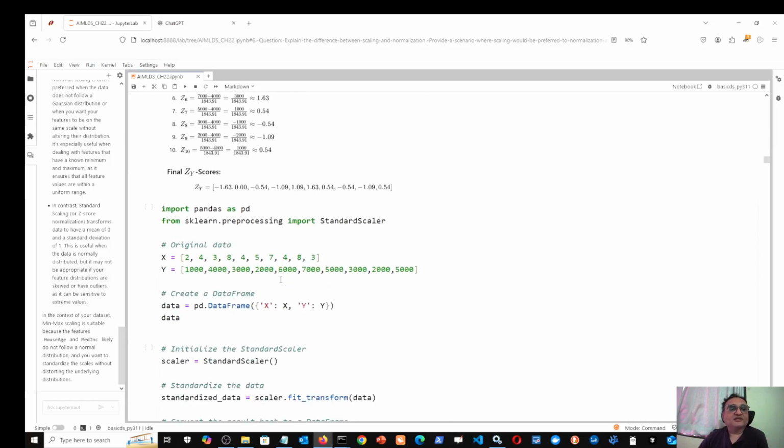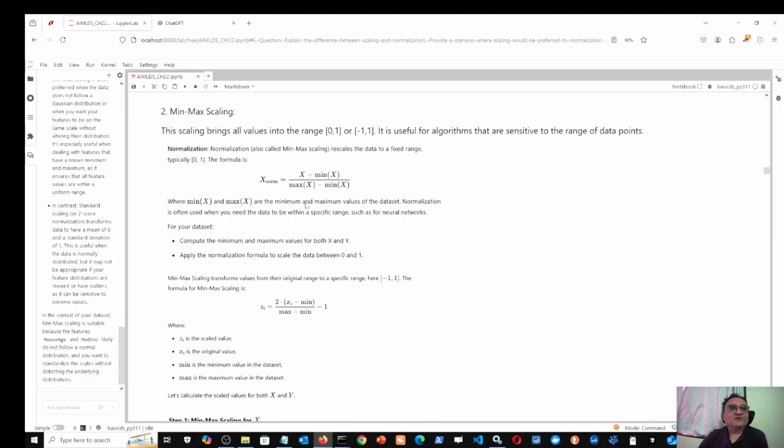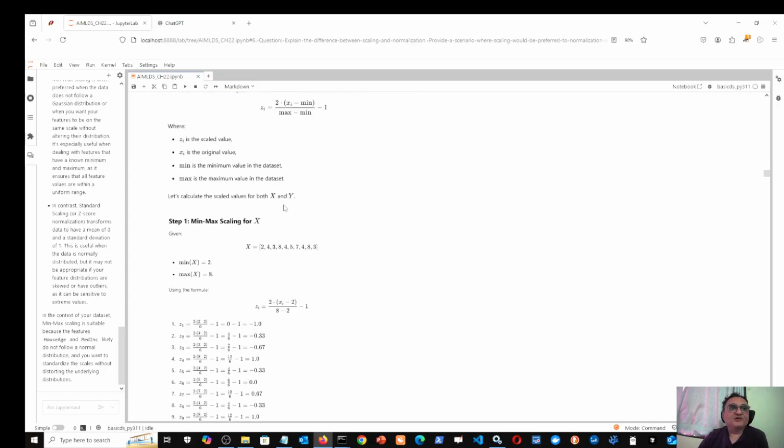Similarly, the formula for min-max scaling, that was this: xi minus minimum value of xi, and maximum xi minus minimum xi. Again, this minimum xi is from x column, maximum is also from x column. So any observation minus the minimum value of that column and divided by maximum value minus minimum value of that column, that would give the min-max scale value of that observation.